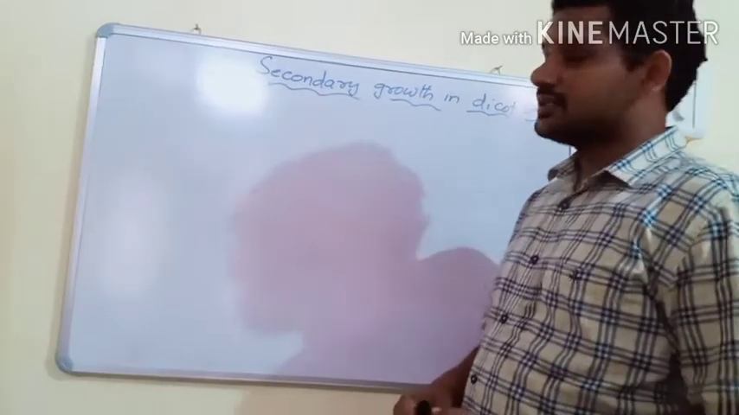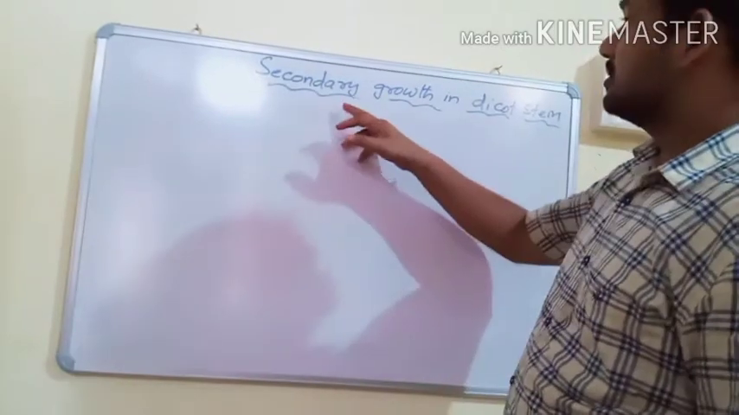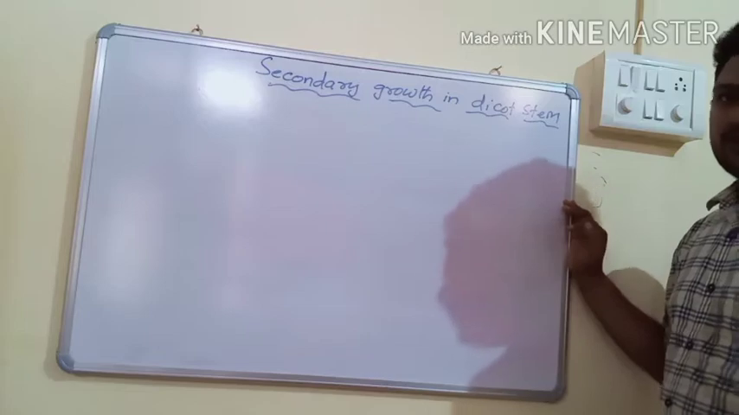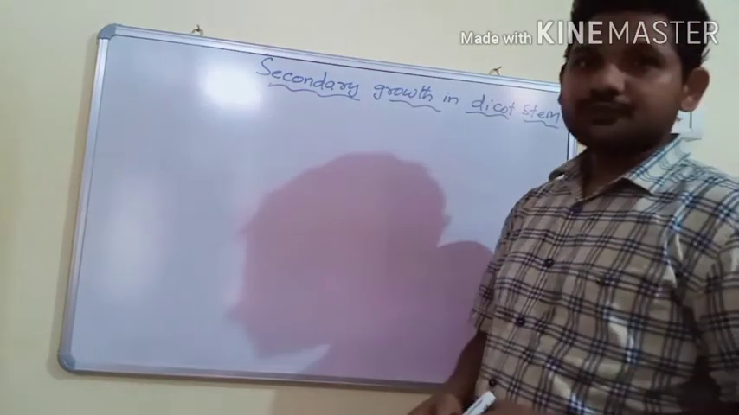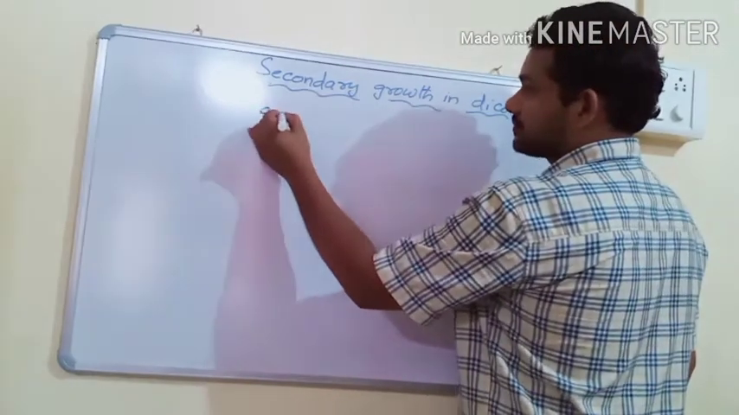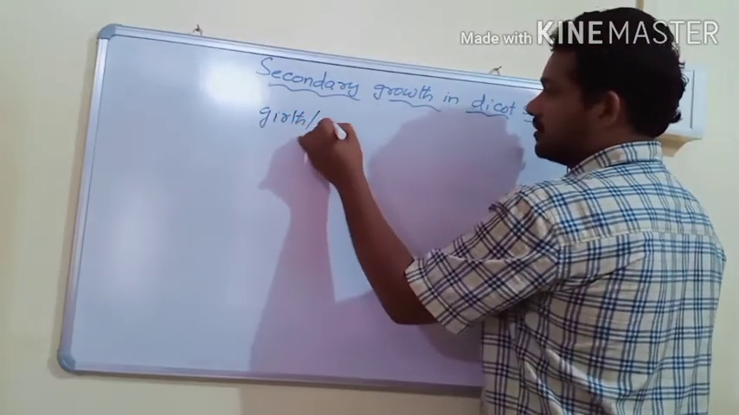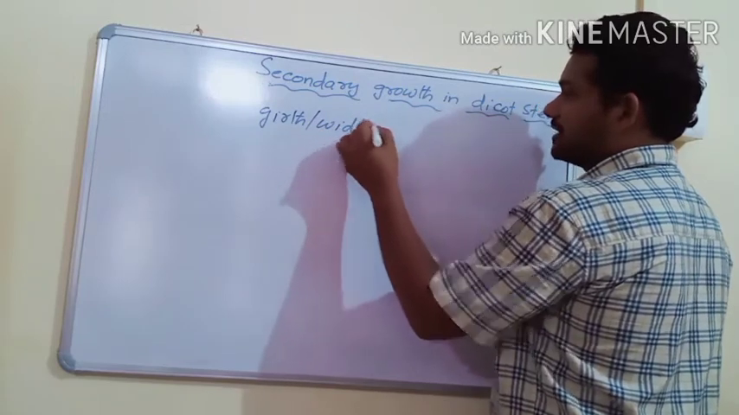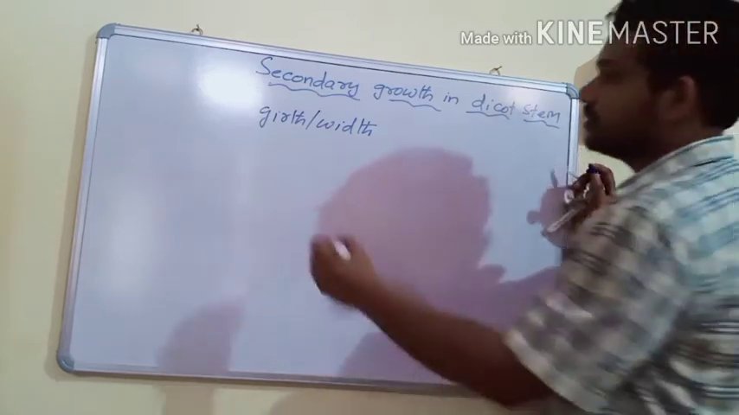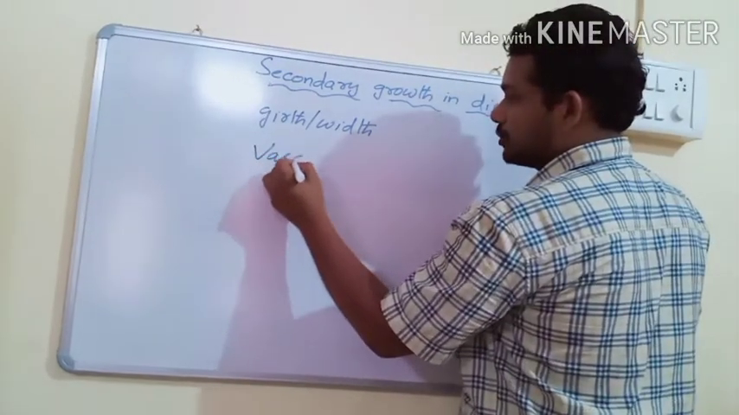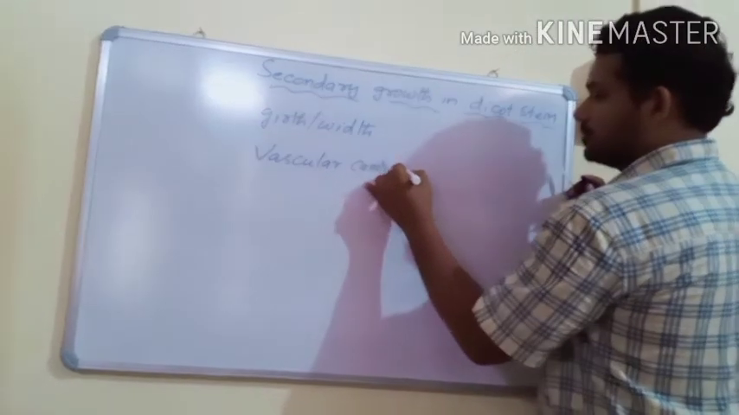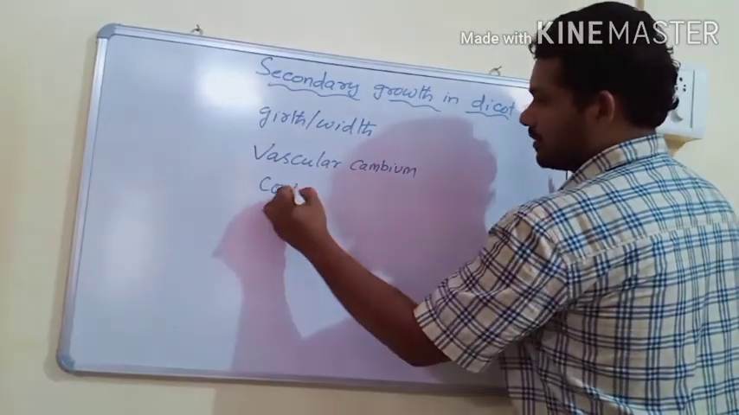Good morning students. In this video we will discuss secondary growth in dicot stem and dicot root. So what is secondary growth? It is an increase in girth, or increase in width of stem, and this is called secondary growth. This secondary growth is due to vascular cambium and cork cambium.